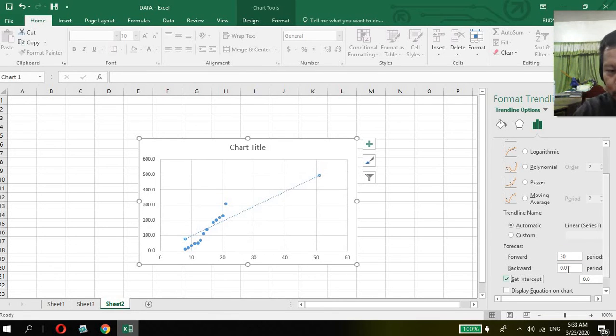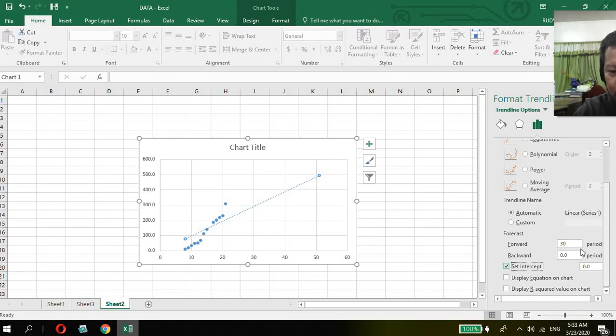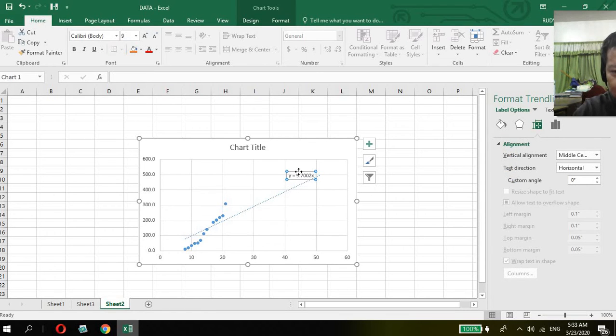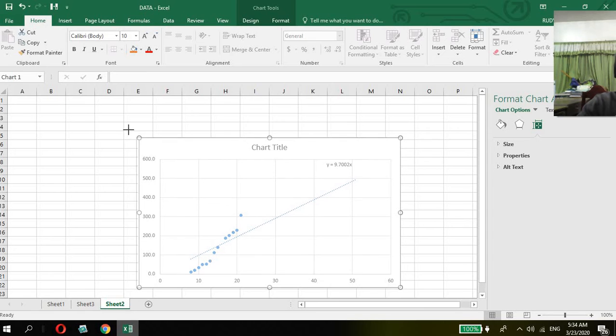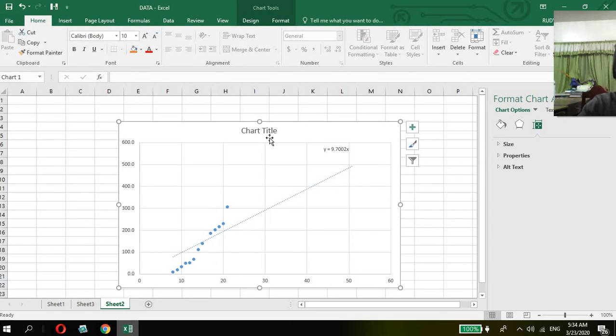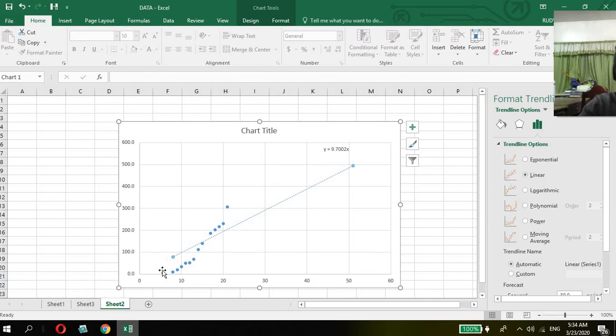So you have to add the intercept. Display the equation on the chart. All right. Well, this is now highly technical, so I just don't mind this number. So let me zoom this one. This is now the behavior of the COVID cases in the Philippines for the next 30 days, starting from March 21. Okay, look at this trend line.